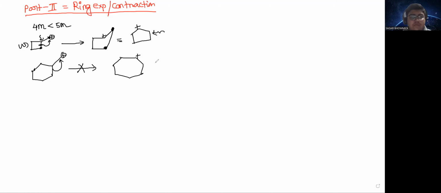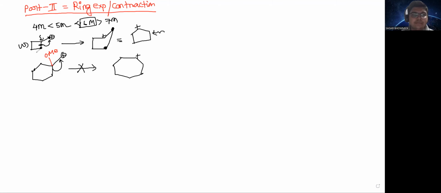Why? Because a six-member ring is more stable than a five-member ring, and a seven-member ring is less stable than a six-member ring. The six-member ring is most stable and most likely to form. So this will not occur, but this can occur if we get some extra stability at this position, like if we add one OMe group here.